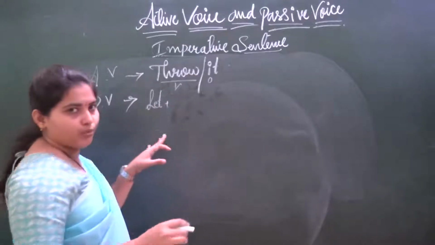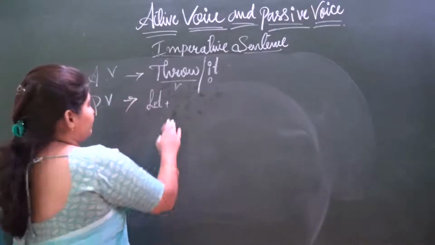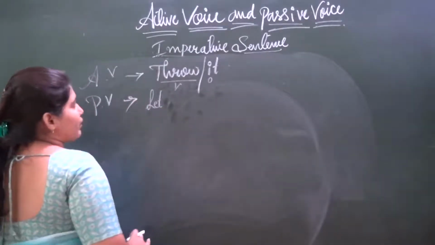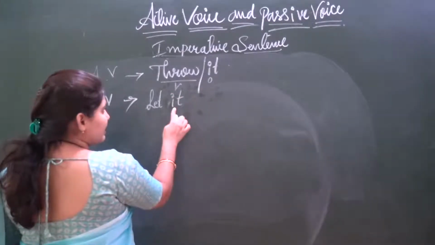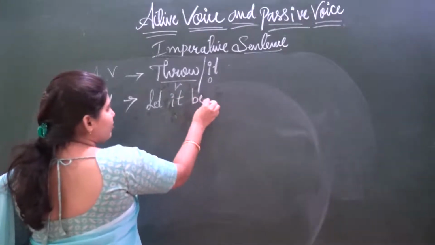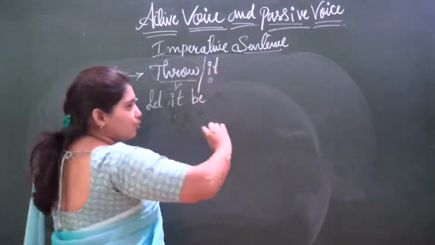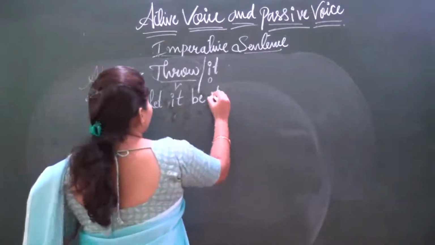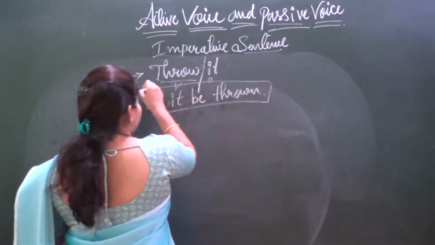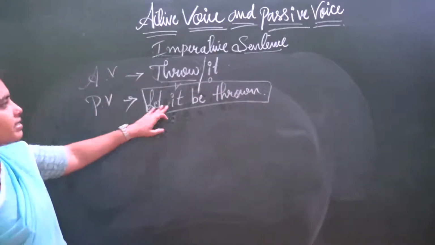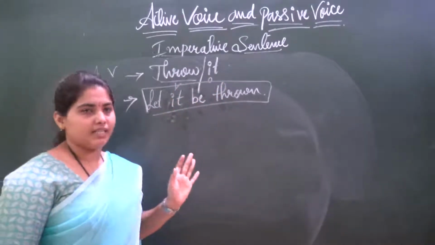Always, while you are transforming it into the passive voice, you should start with let. Let plus the object, which will change into the subject. Add the be form: let it be throw. What is the third form of the verb? Throw is thrown. Let it be thrown. That is the answer. If you write this much, you can get 1 mark completely.